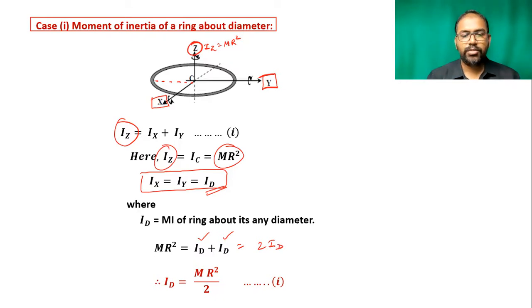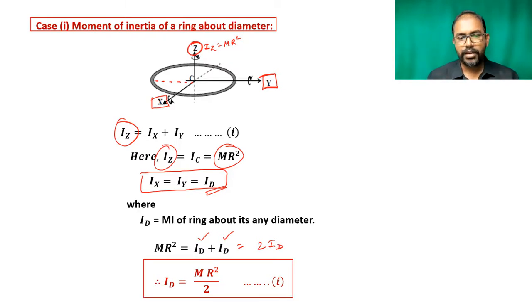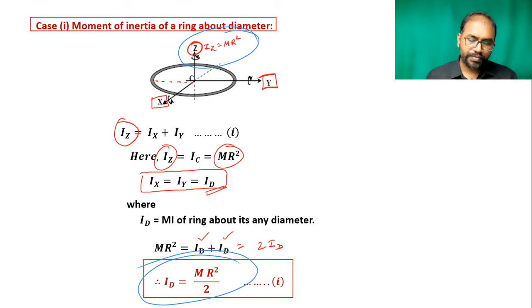So 2 we can shift to that side. We get the moment of inertia of the ring about diameter. So it is M R square by 2. You can see the relation between these two: here it is M R square and here it is M R square by 2. Whatever is about the central axis, half of it is about the diameter. So you can note that here.